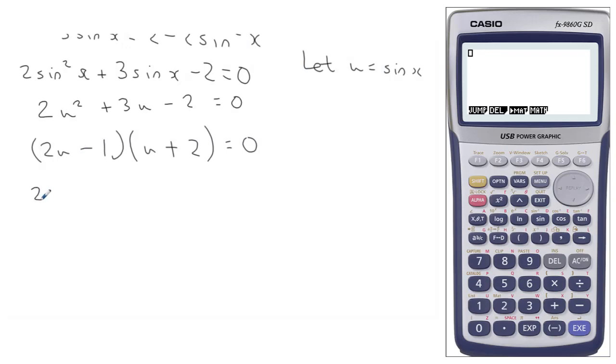So that means 2 sine x minus 1, sine x plus 2 equals 0, right? So now, using the null factor law, one of these equals 0. So either 2 sine x minus 1 equals 0, or sine x plus 2 equals 0.